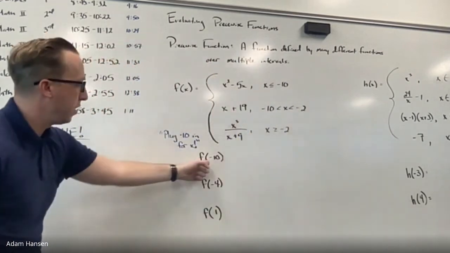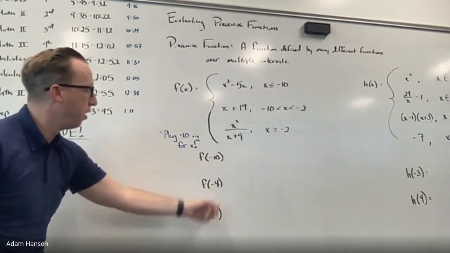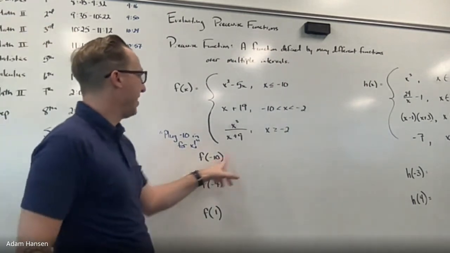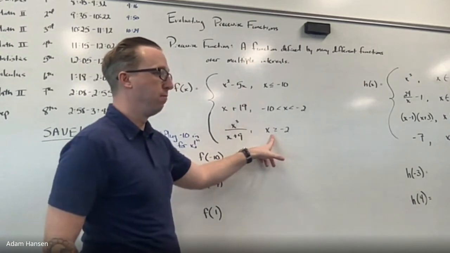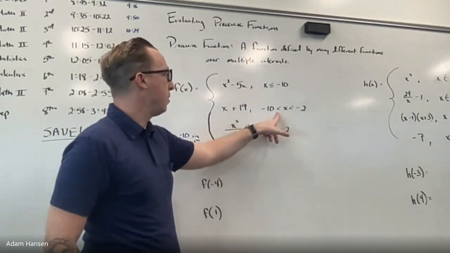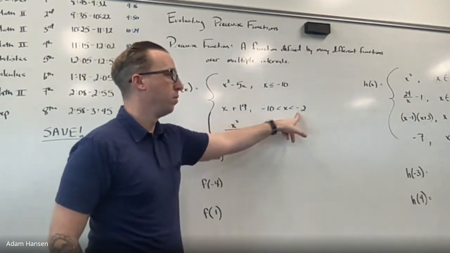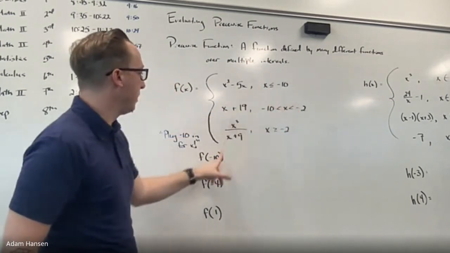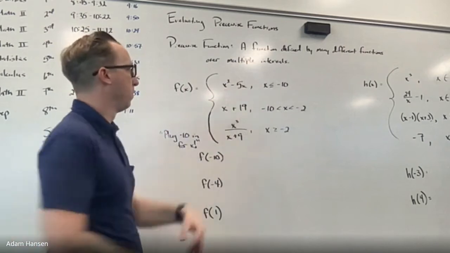We're going to take negative 10, negative 4, and 1 and figure out which of these rows to plug our number into to find our answer. So we'll start with negative 10. Is negative 10 between negative 10 and negative 2? Is negative 10 less than or equal to negative 10? Yes. So we're going to plug negative 10 into the top row.